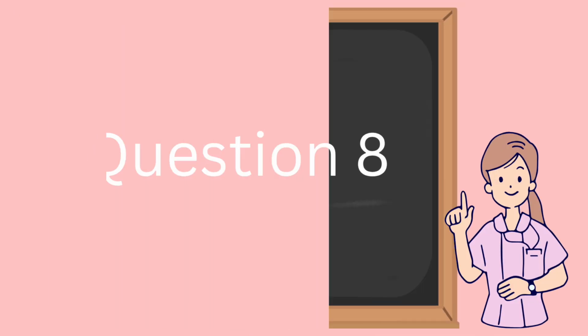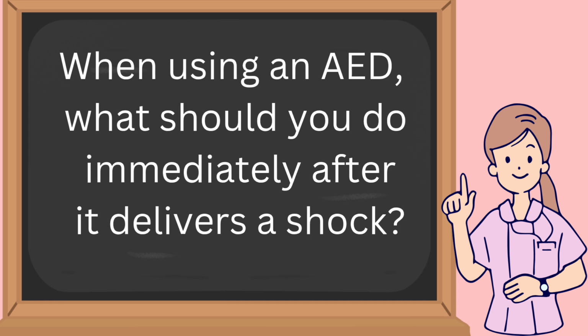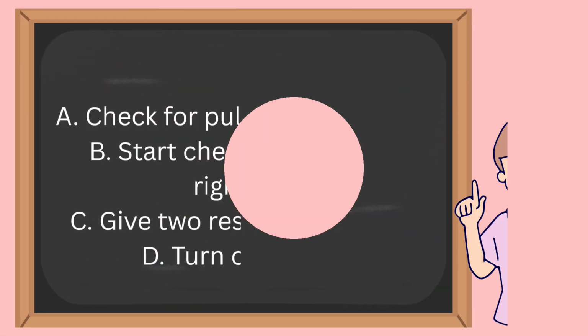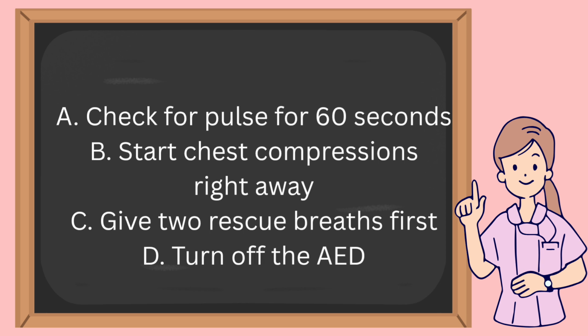Question 8. When using an AED, what should you do immediately after it delivers a shock? Option A. Check for pulse for 60 seconds. Option B. Start chest compressions right away. Option C. Give 2 rescue breaths first. Option D. Turn off the AED.